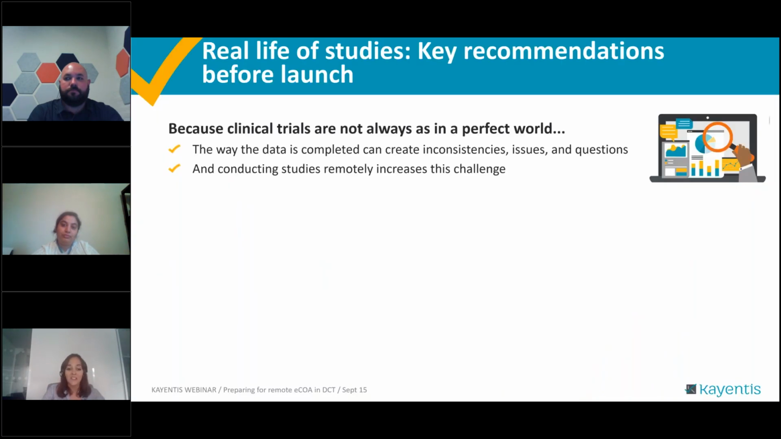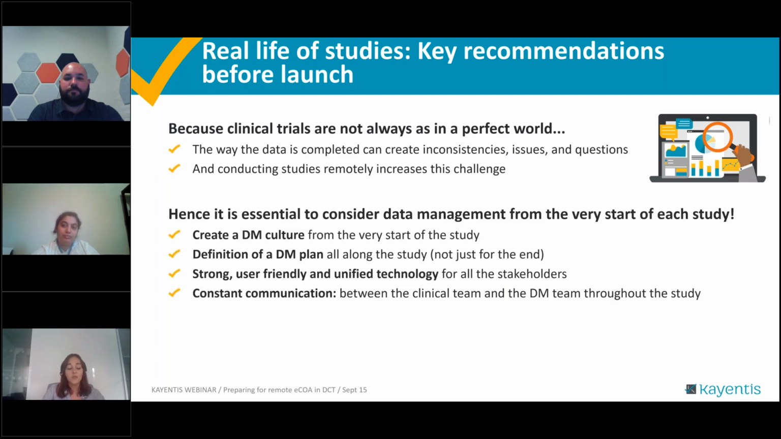We all know that standard clinical trials are not always ideal or in a perfect world. The way the data is completed can always create inconsistencies, mismatches, issues, and questions. And decentralized clinical trials are increasing the challenge. So on Cayenti's side, we really recommend considering data management from the very start of the study, because the data manager is in contact with the data since the very beginning and can raise potential weird behaviors to the sponsor, so we can control them better and avoid any deviation.